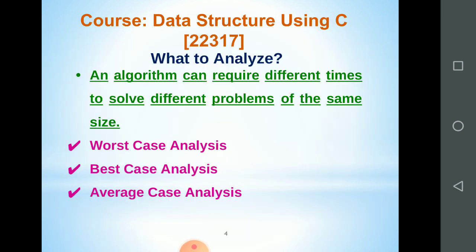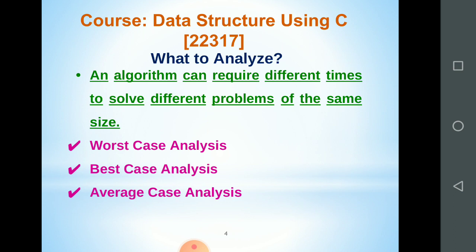Okay, what to analyze? An algorithm can require different times to solve different problems of the same size. So now basically we have to learn worst case, best case, and average case complexity. Up till now we have seen just how to calculate the time complexity. It depends on n and n plus 1 and all these things. But when we actually find out the time complexity of the algorithm, there are different cases depending on the input.